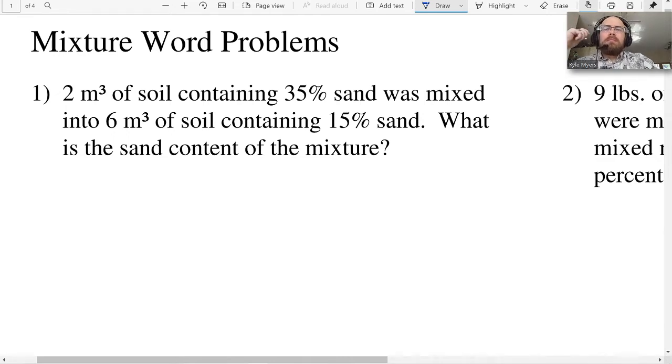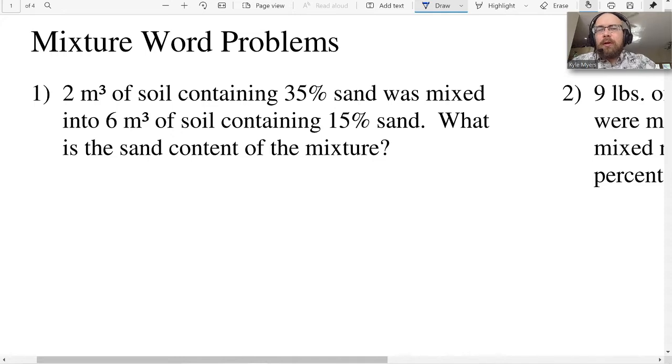2 of soil, so two things of soil containing 35% sand was mixed into 6 things of soil containing 15% sand. Okay, so one has a little bit more sand in it than the other. So the other amount of soil could be like dirt or peat or clay or something, minerals, whatever. The other 65% of the two things of soil, right? So here's what it is.